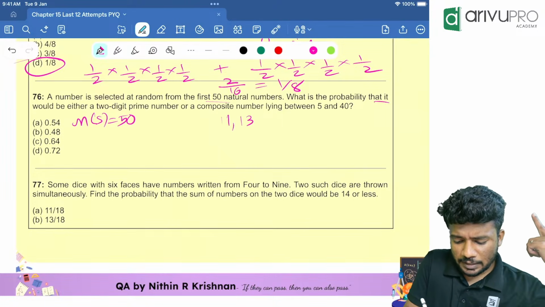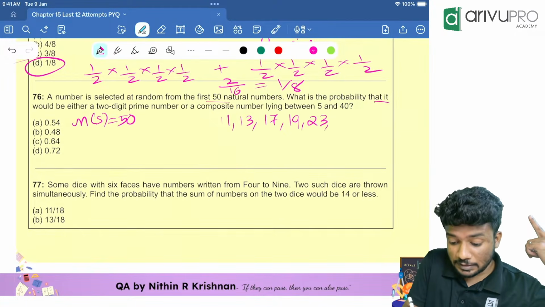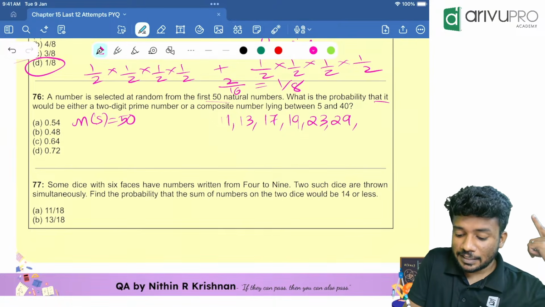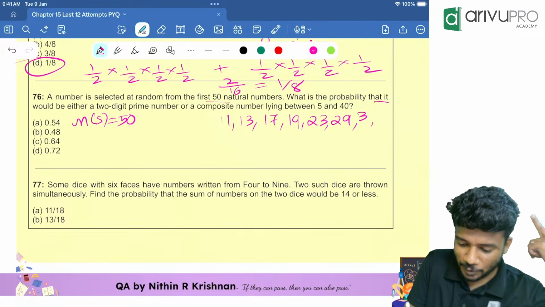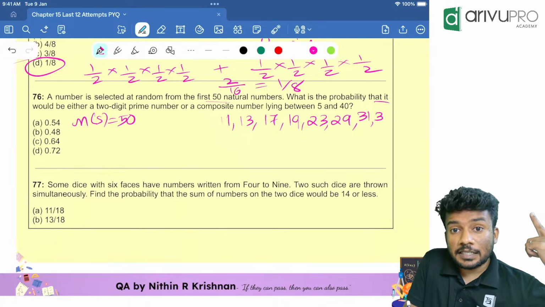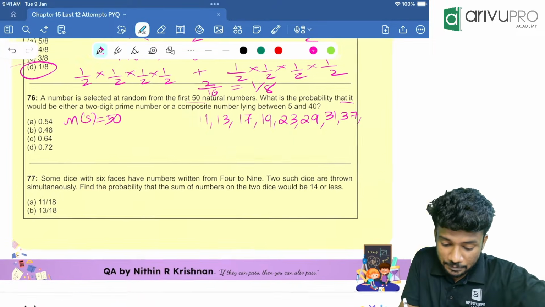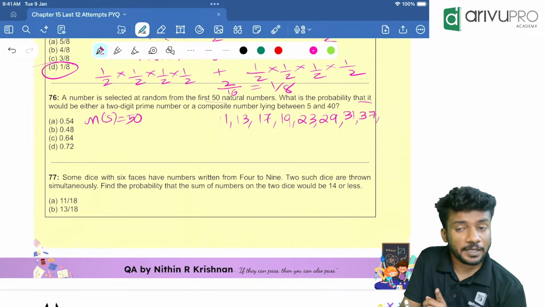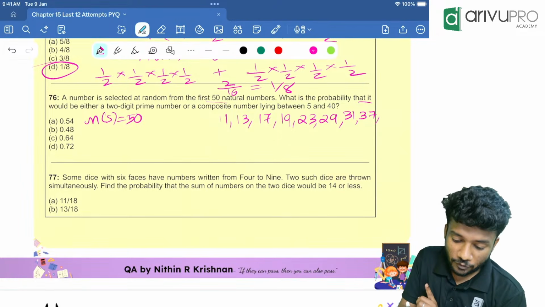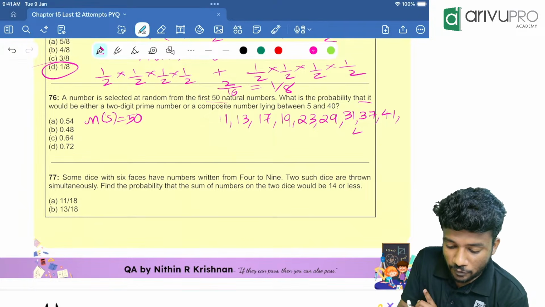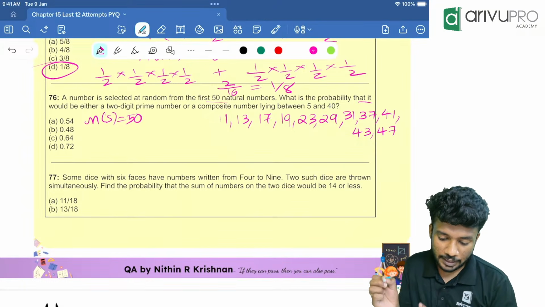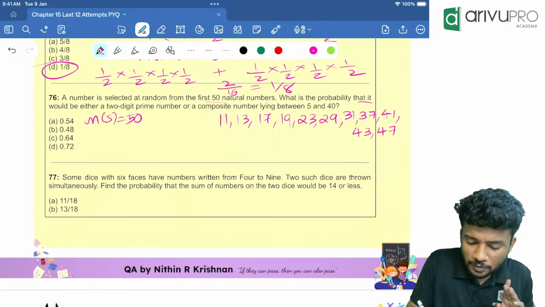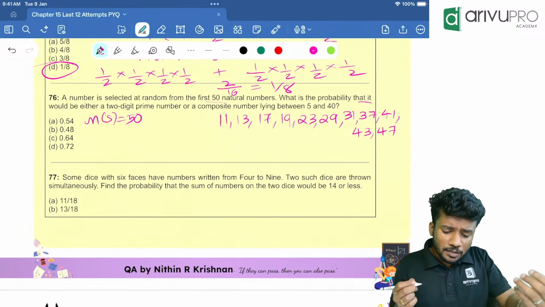11 is there. Then 13, 17, 19, 23, 29 are there. Then 31 is there, sorry. Then 37 is there. In between 50 is the question, that's why I'm writing all this. 37, then 41, 43, and 47 are there. So 3, 6, 9, 11 prime numbers are there which are 2 digit within 50.